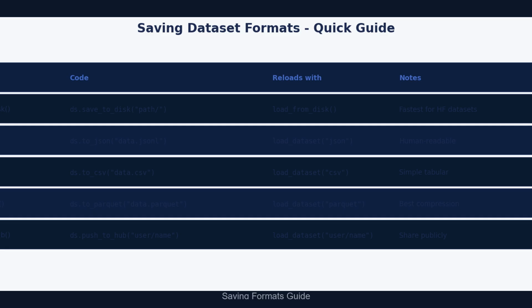to_csv is the right choice for tabular data that needs to be opened in Excel or analyzed in Pandas. to_parquet gives the best compression for large datasets. Use it in production. push_to_hub shares your dataset publicly on the Hugging Face hub. The reload method pairs with each save method. load_from_disk for save_to_disk and load_dataset for the others.